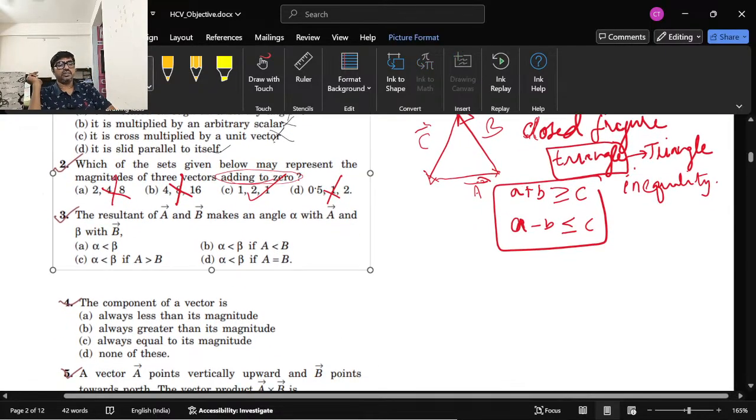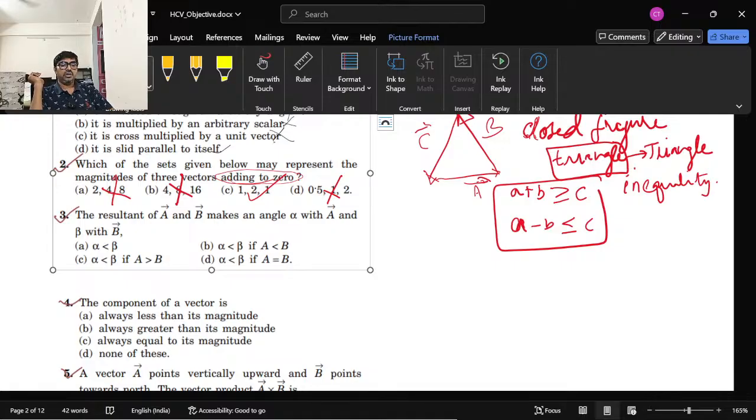Okay, right, next. The resultant of A bar and B bar makes an angle alpha with A bar and beta with B bar. Then alpha is less than beta. Why? Just like that he is saying, not necessary. Alpha is less than beta if A is less than B. Okay, A is less than B magnitudes.